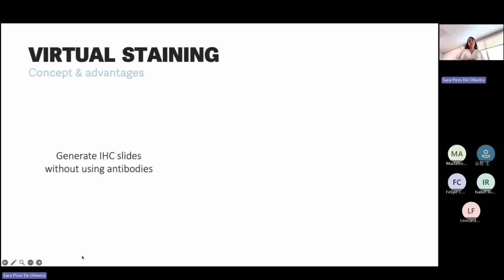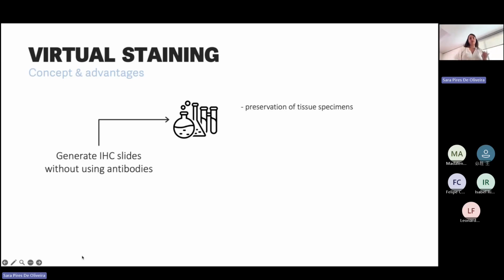And why would this be beneficial? So we have 2 points of view. First, from the lab point of view, if we are able to virtually mimic the staining process, basically we can generate multiple digital slides of whatever marker we want. Now we are focusing on the HER2, but this can be applied to any other marker. And we can do this from a single cut and a single sample stained with the H&E. And so basically we can preserve the tumor tissue. Of course, we reduce the lab workload and also the costs.